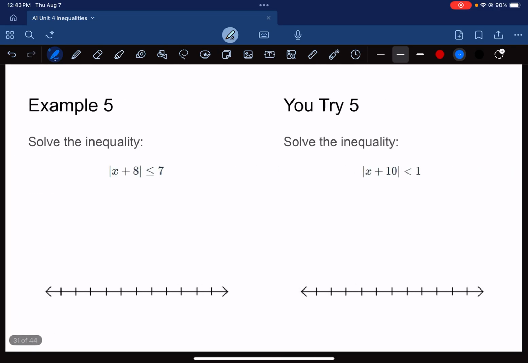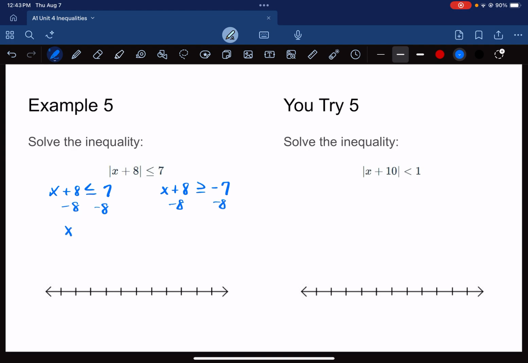Here, let's try this one. Looks like they've already isolated the absolute value portion. So I'm going to write it as 2 separate statements. One where I keep this symbol and the sign on the 7 the same, and one where I switch the symbol and switch the sign on the 7. Now the step's the same to solve each. You just subtract 8 in both cases.